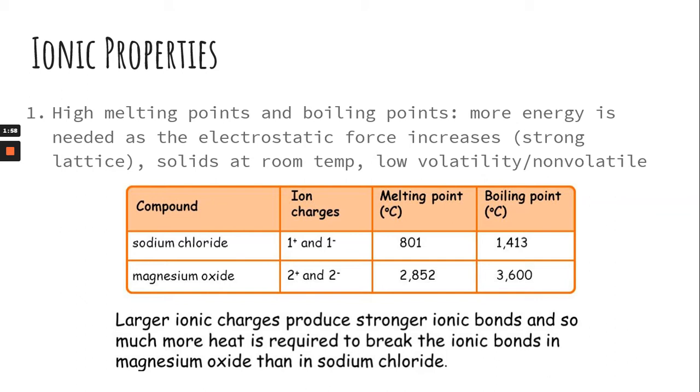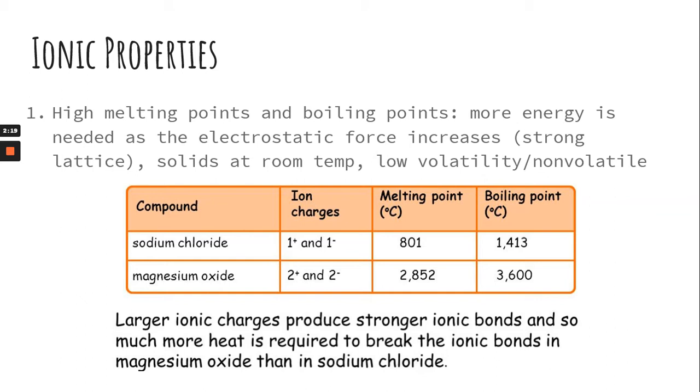So ionic properties, the first one you have to know is that they have high melting points and high boiling points. It's not necessarily higher than metallic. We just labeled both metallic and ionic high melting and boiling. But it's the energy needed to overcome that electrostatic force.